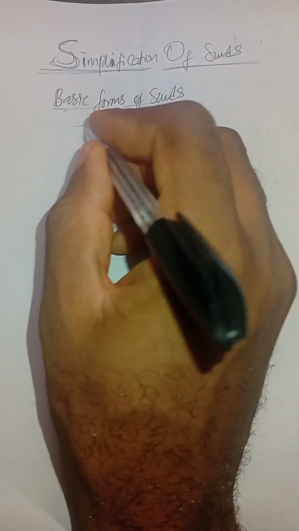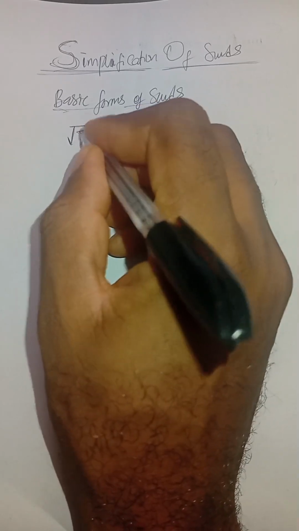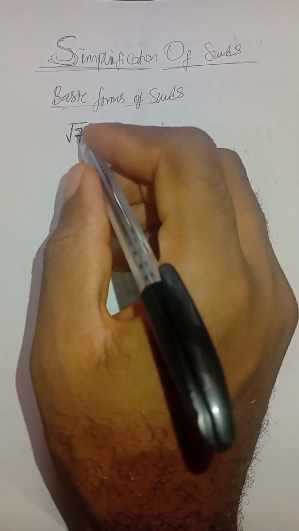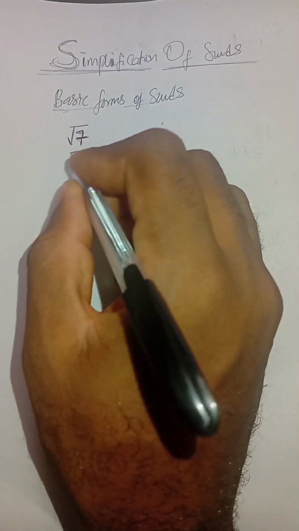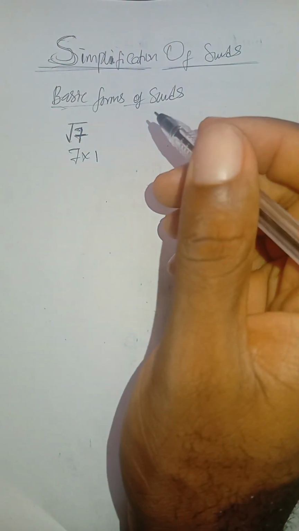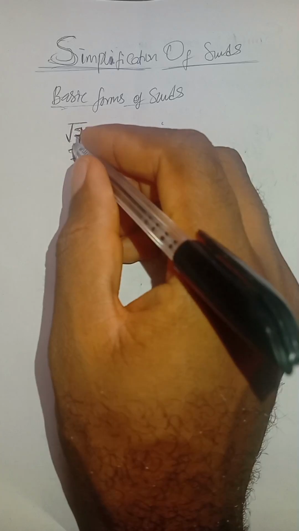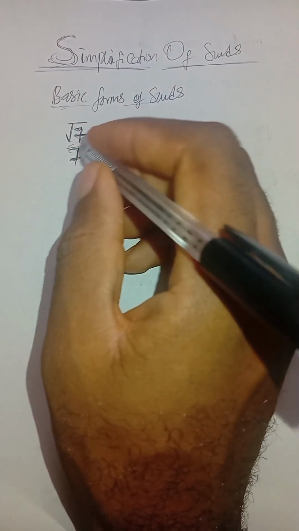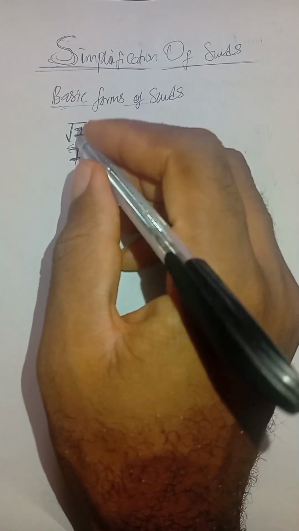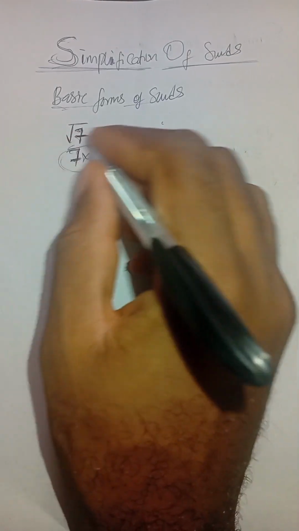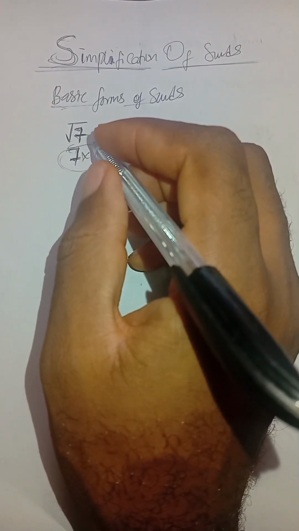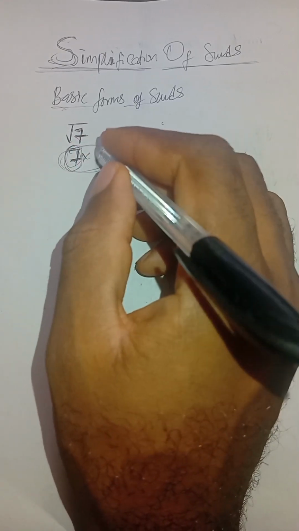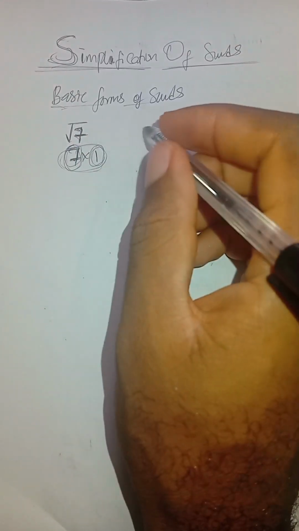For example, root 7. We first of all find the pair factors of 7. What are the pair factors of 7? 7 and 1. I don't think there's any other factor. There's no number you multiply to give us 7 except 7 and 1. So these are the pair factors of 7. Now if you check the pair factors of 7 very well, you notice that there is no perfect square. 7 is not a perfect square. 1 is not a perfect square.